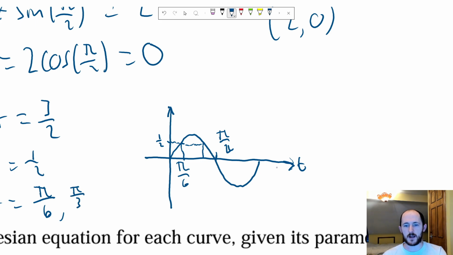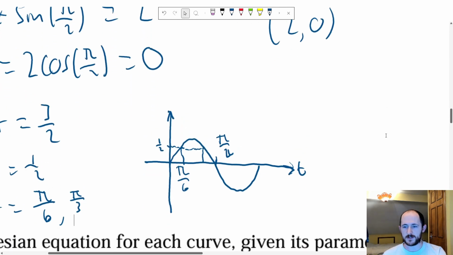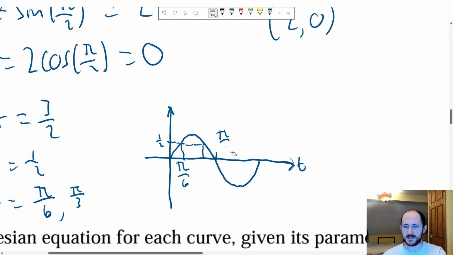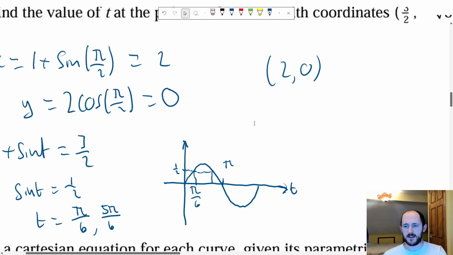And of course we can work out other values as well. We can keep going and find lots of other values. Hang on a minute, that's not pi over 2, that's pi, because that is 180 degrees, not 90 degrees. So pi minus pi over 6 gives me 5 pi over 6. I knew that seemed wrong. I need to practice my radians, apparently.